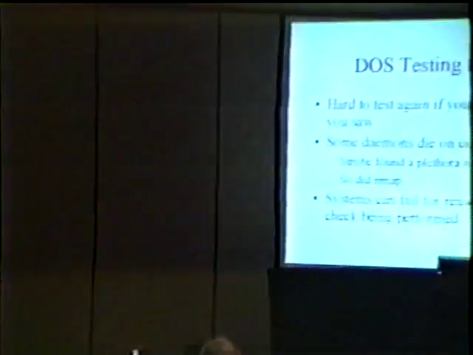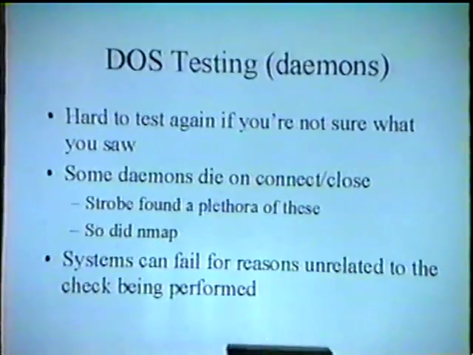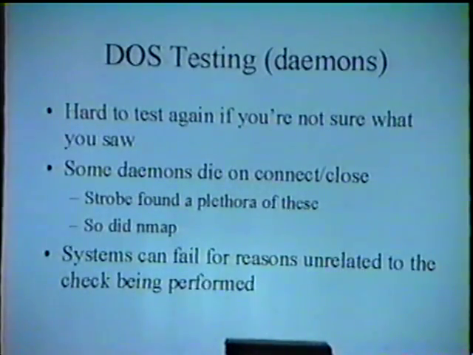Yeah, some daemons die on connect close. Strobe found a bunch, Nmap found a bunch. Just running through a machine twice, you'll discover you get different results. Services will die off when you're doing this port scan. And the other thing that makes denial of service testing very difficult is systems often fail for reasons unrelated to the particular test that you're doing at the time.